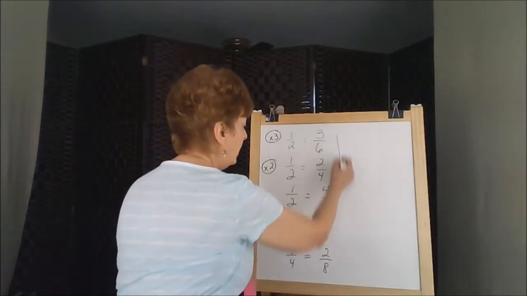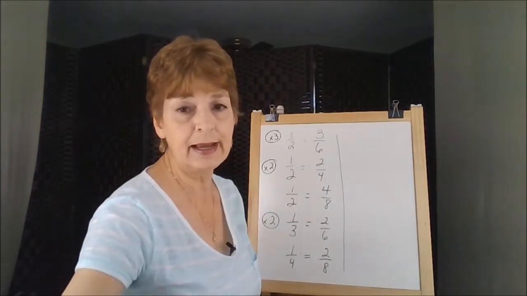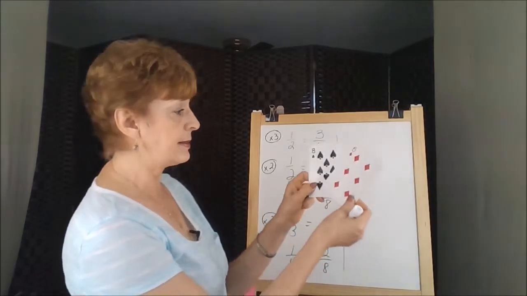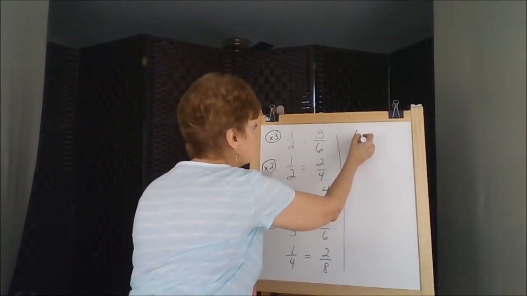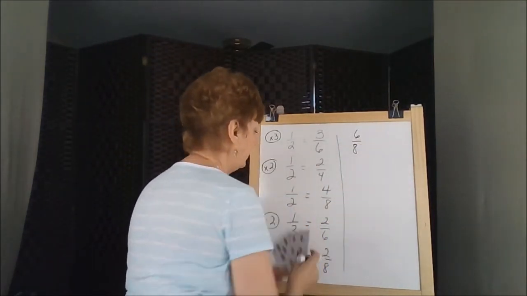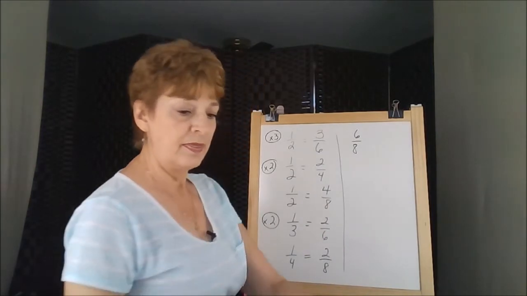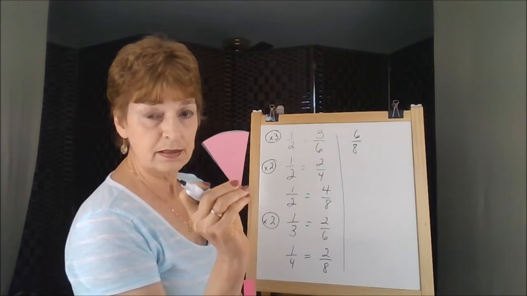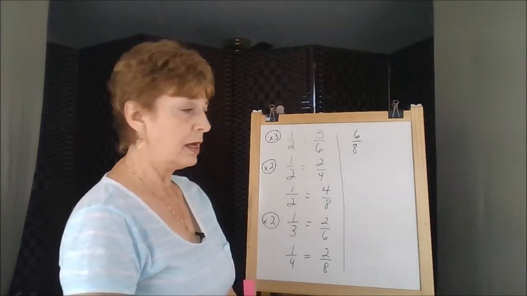So let's just take two numbers that I'll just take my cards. Here's an 8 and a 6. Let's say we have 6/8. That would be the size of the pink ones. We'll have 6 of those.